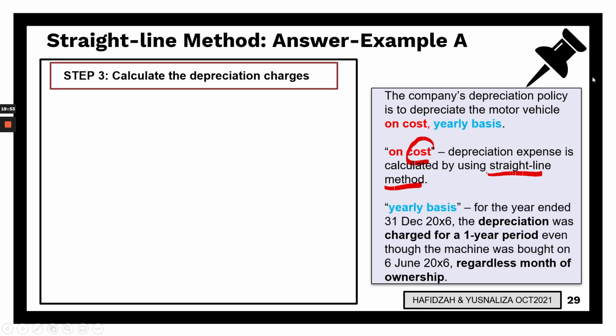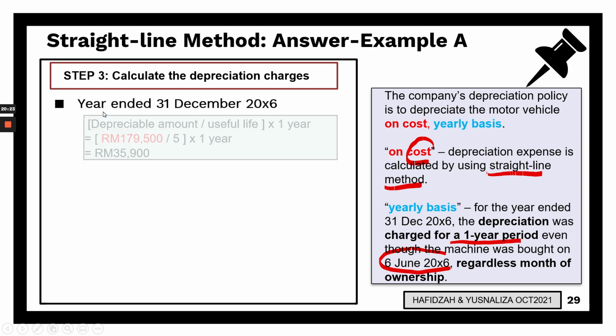And a yearly basis means that for the year ended 31st December 2006, which is the first year, remember it was acquired on the 6th of June, you are going to charge depreciation for 1 year regardless of the months of ownership. Even though the ownership was less than a year, you still need to charge a full year's depreciation. Why? The basis is yearly basis. Let's look at the calculation for the first year.